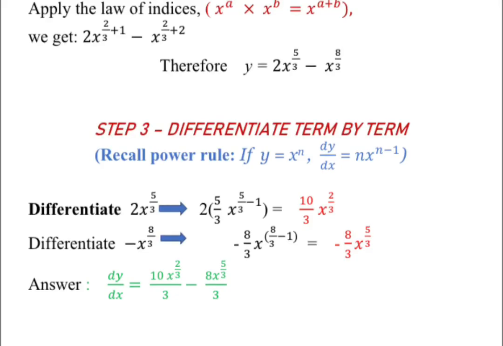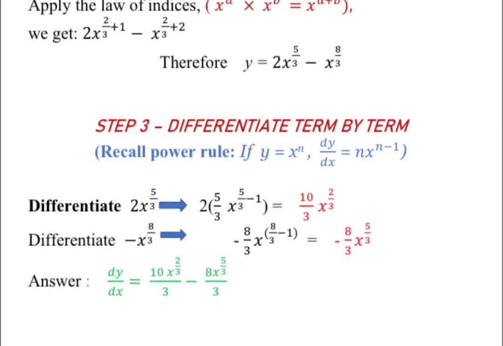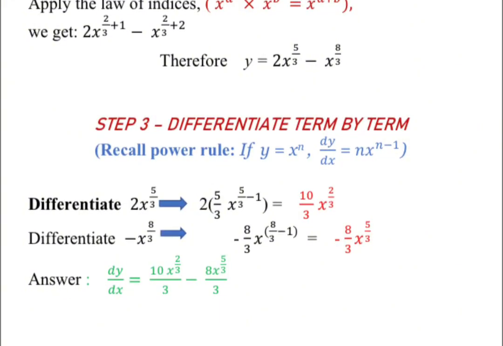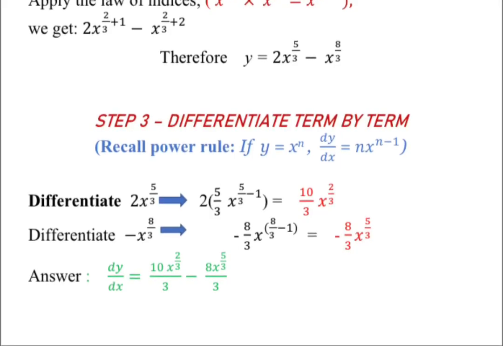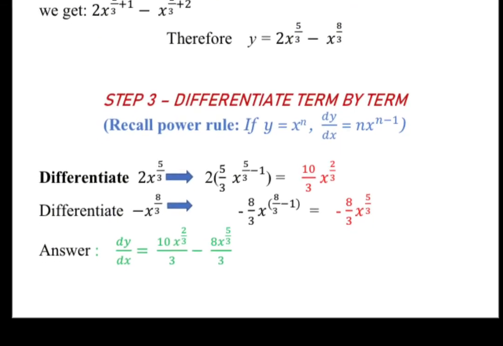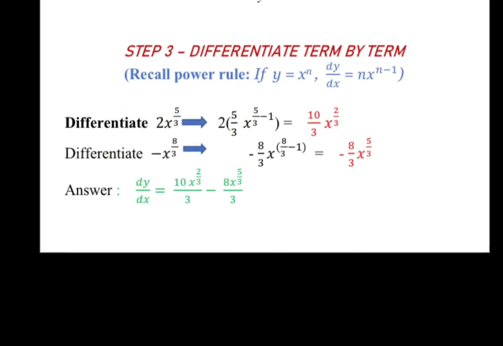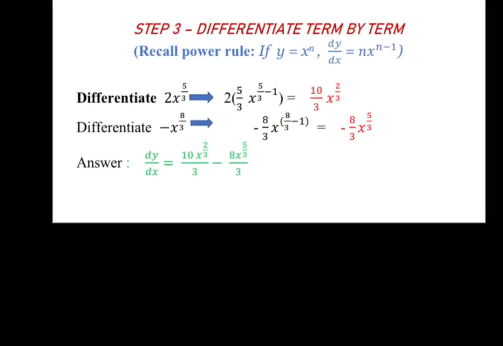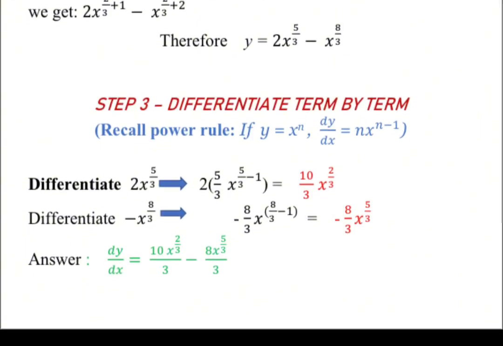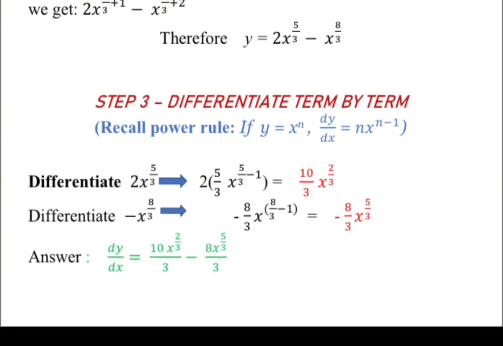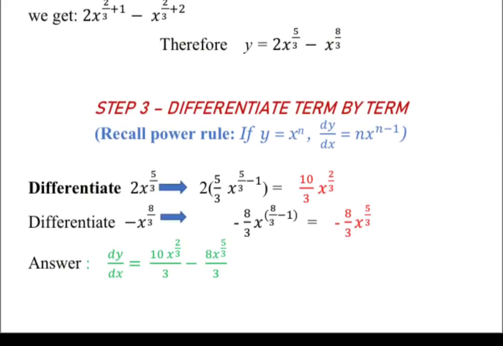We differentiate the next term, which is minus x to the power 8 over 3. Just the same way, 8 over 3, which is the power, multiplies the coefficient of x, which is 1, and reduces by 1. That is minus 8 over 3 x to the power 8 over 3 minus 1. And that gives us minus 8 over 3 x to the power 5 over 3. So the final answer is that dy dx is equal to 10x to the power 2 over 3 all over 3 minus 8x to the power 5 over 3 all over 3. And that gives us option B.